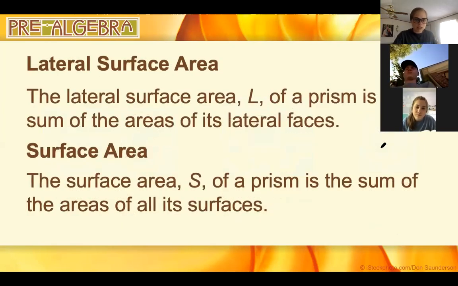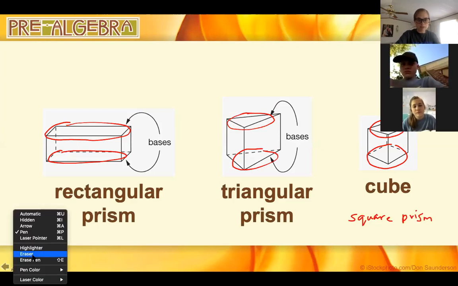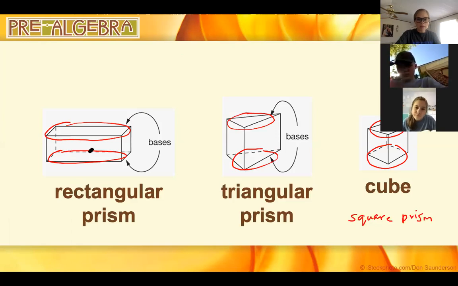The lateral surface area versus the surface area. What is the difference between the two? The lateral surface area is going to be all of the areas of the lateral faces. Remember, lateral means like up and down. So check out this rectangular prism. I have two bases, the top and the bottom base, correct? How many faces on this rectangular prism do I have?